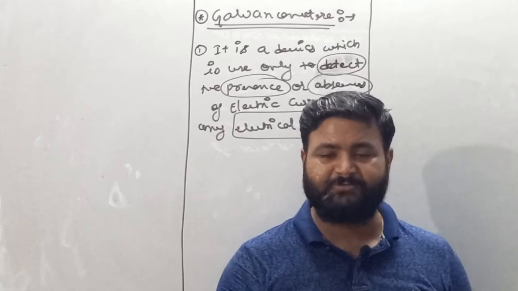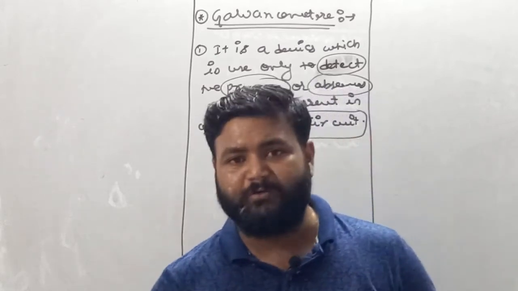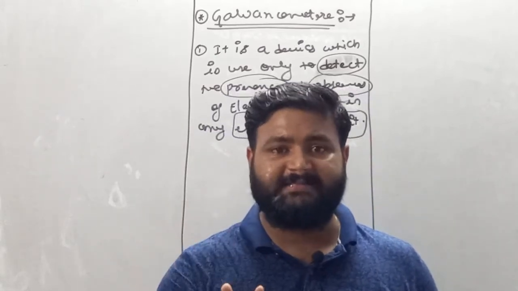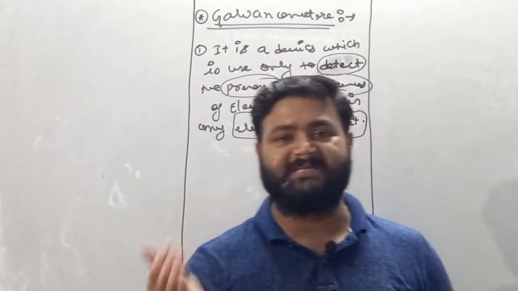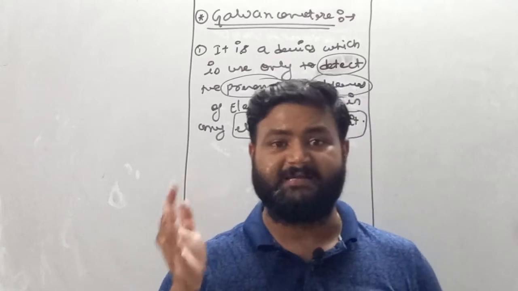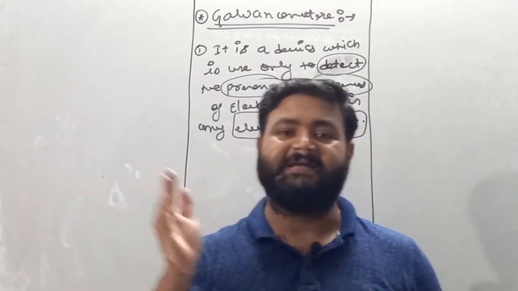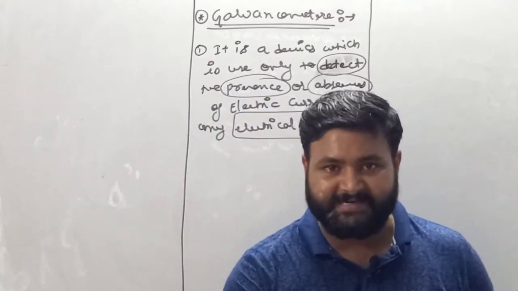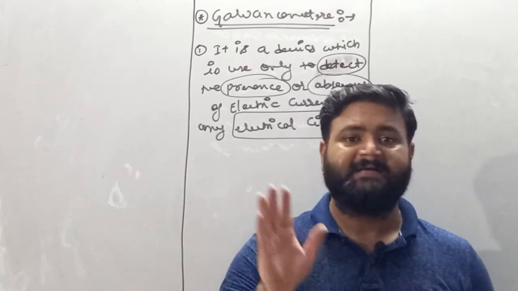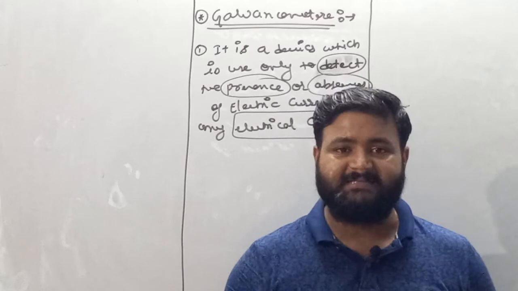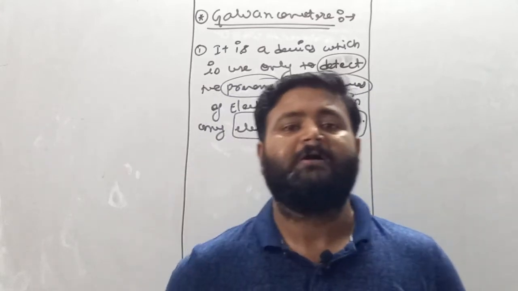So remember, dear student, galvanometer is only used to detect whether current is present in the circuit or not present in the circuit. So galvanometer is not a measuring device. It is only a detecting device. With the help of galvanometer, we can detect in any circuit whether current is present or not present.